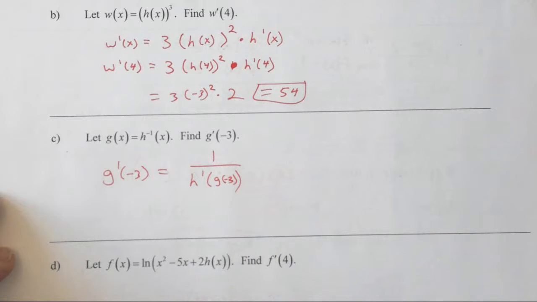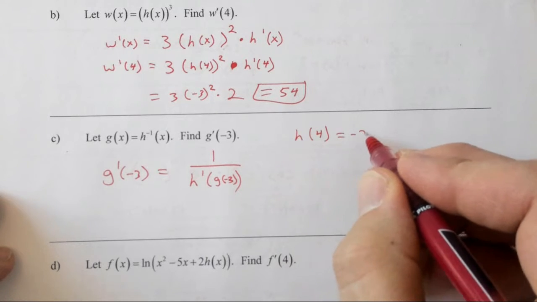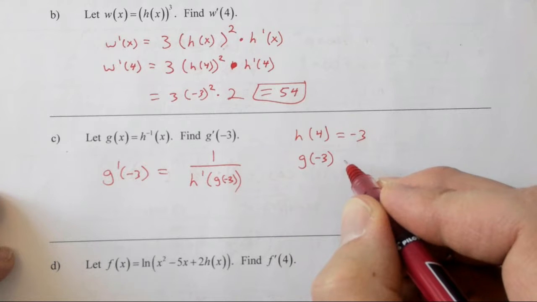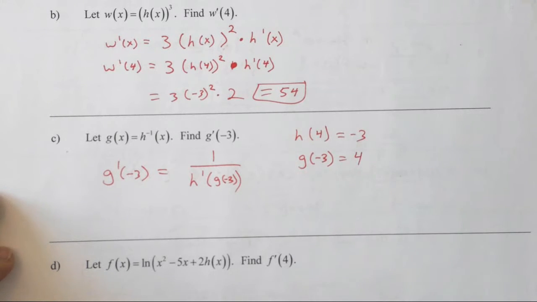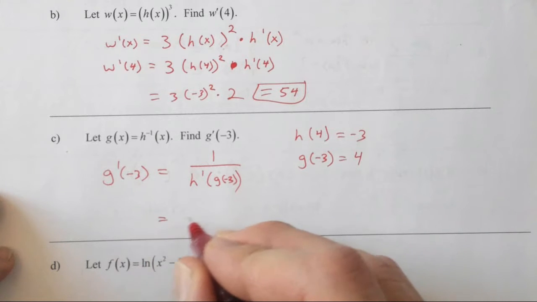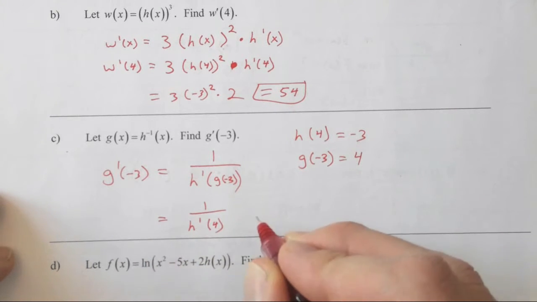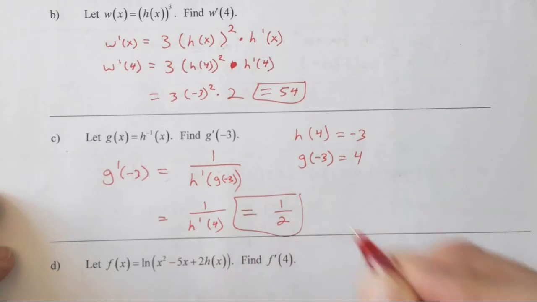All right, so we have to go back to the main stem of the question. We know that h of 4 is equal to negative 3, which means g of negative 3 is equal to 4. Right? We swap the x's and the y's. So g prime of negative 3 will be equal to 1 over h prime of 4. And we know that h prime of 4 is 2, so our final answer is 1/2.